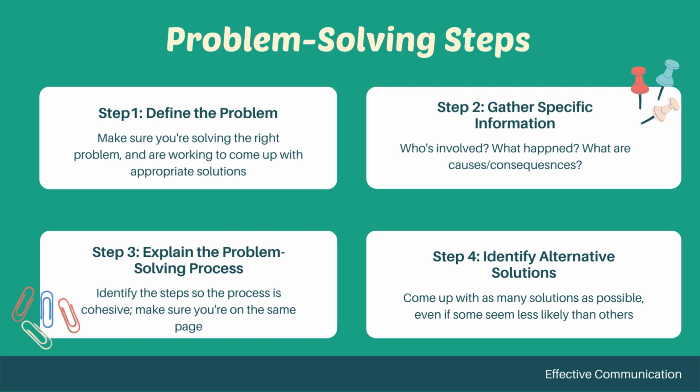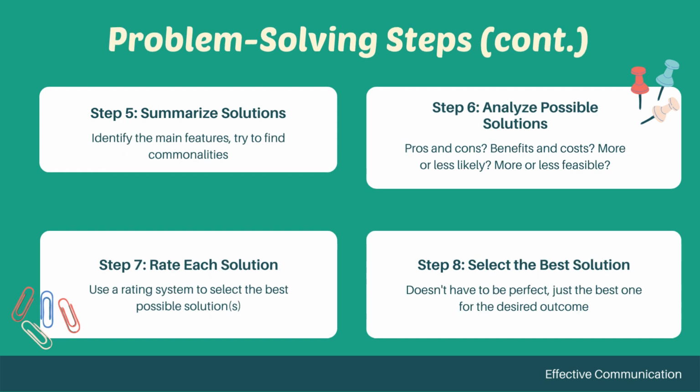And then step 4, you're going to identify solutions. So come up with as many as possible, even if some are more likely than others, but you just want to make sure that you have lots of options. Step 5, you're going to summarize these solutions. So identify what the main features are, what's in common. Try to clump some of these together. Again, making sure that you've got lots of options.